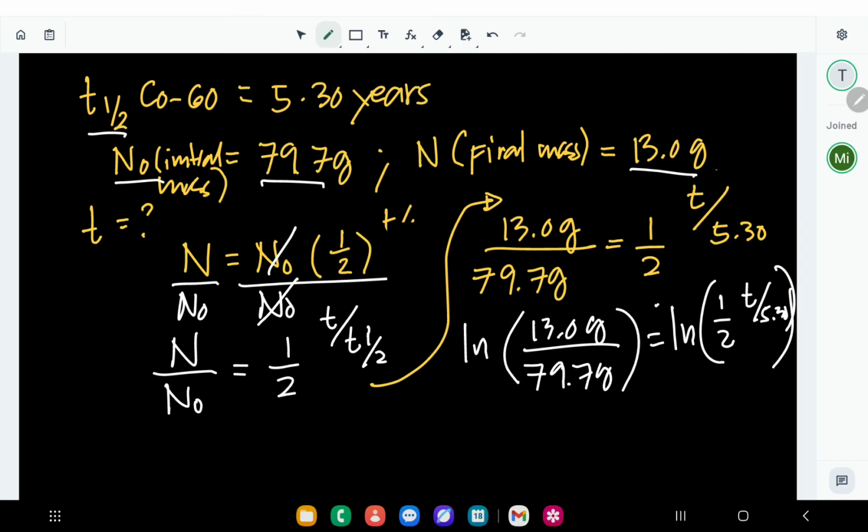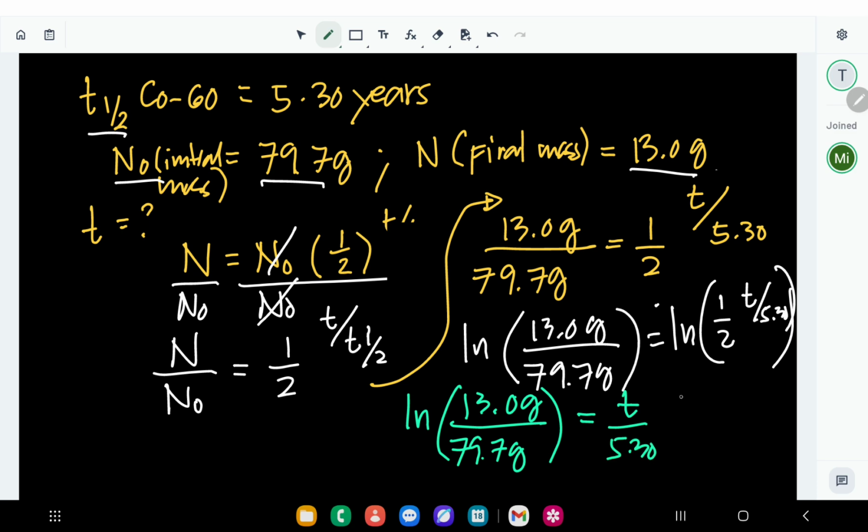I'm sure it will give us the same answers. So this is a screenshot of the formula that you were trying to show me. Just, yeah, show me that. So this is t over 5.3, then ln of 1/2.